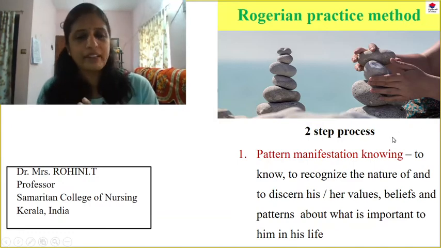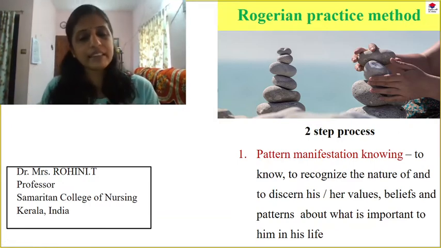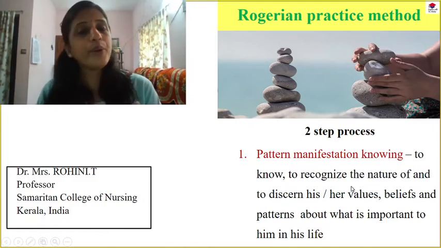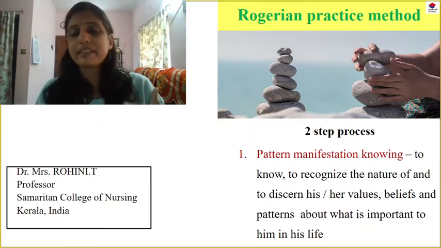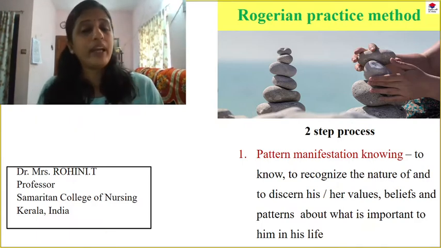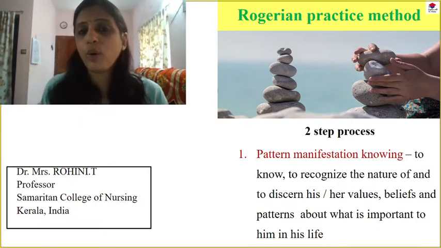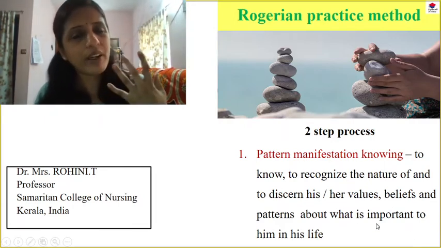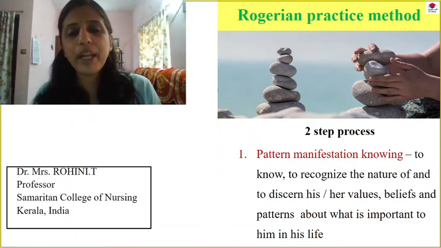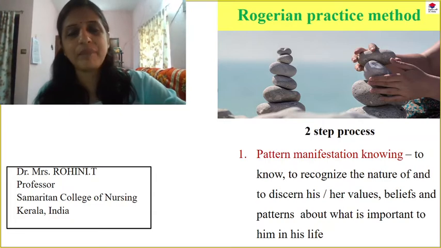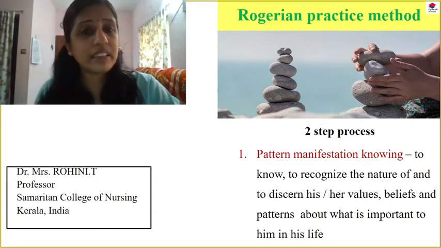Next is Rogerian practice. How can we practice this in nursing? First thing is we have to know what is a pattern. Pattern manifestation knowing. How do you know what is my pattern? My pattern will be reflected in the way I talk, in the way I groom or dress up, in the way I share my values, my beliefs, my roles, etc. So first thing a nurse should do is try to understand what the pattern is. What is more important to this particular patient? Is it pain management or is it body image disturbance? What is the most pressing concern of the patient? What is the pattern? That is the first thing we should know.